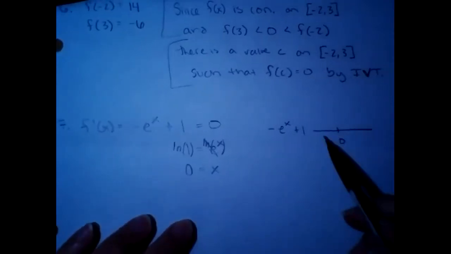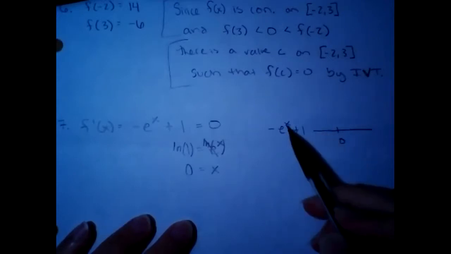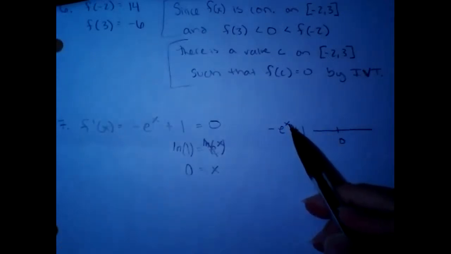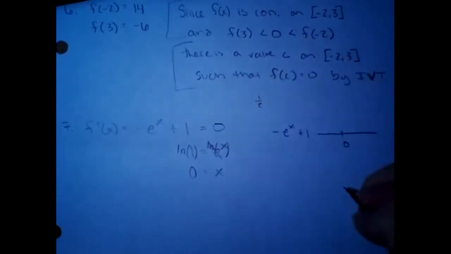So we need to check. If we pick a number smaller than 0, like -1, I don't know what e to the -1 is off the top of my head, but I know it's going to be some decimal, a fraction. A negative exponent flips this over, so it's going to be 1 over e. That's what e to the -1 is.